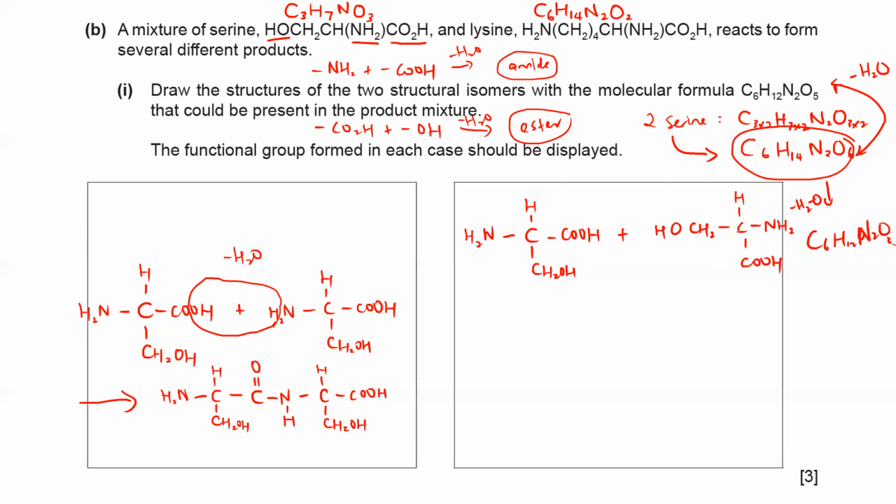Now the carbon in the middle is still the same. I'm just changing the position, right? Just rotate the molecule so that now we can see that these two are reacting with each other, and the product will be CH2OH, NH2 no change, COO. I'm displaying the functional group.